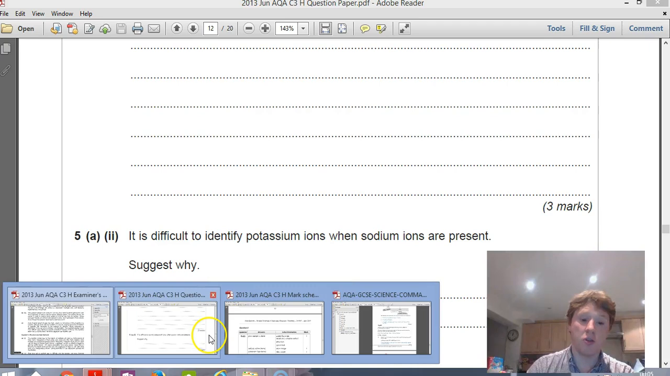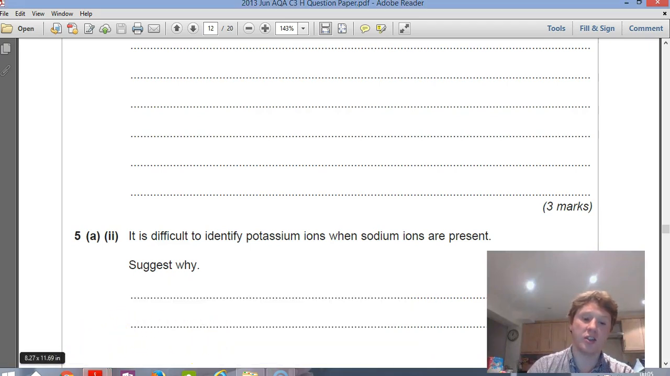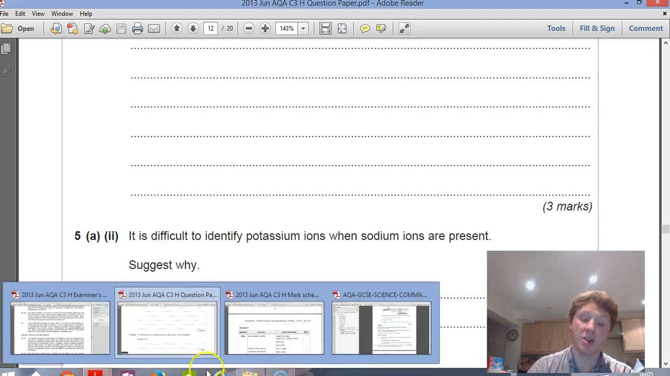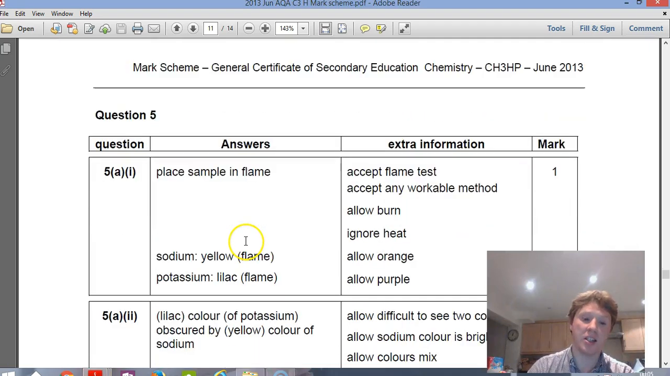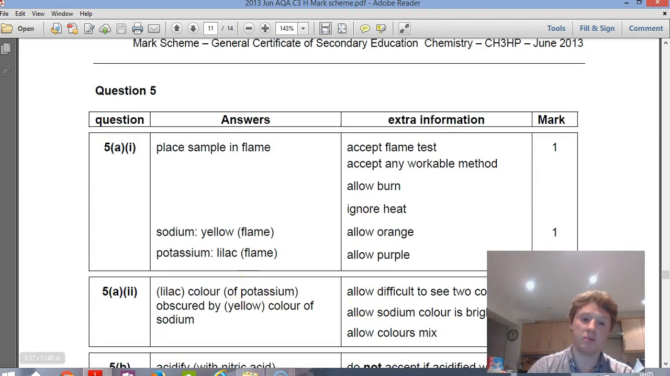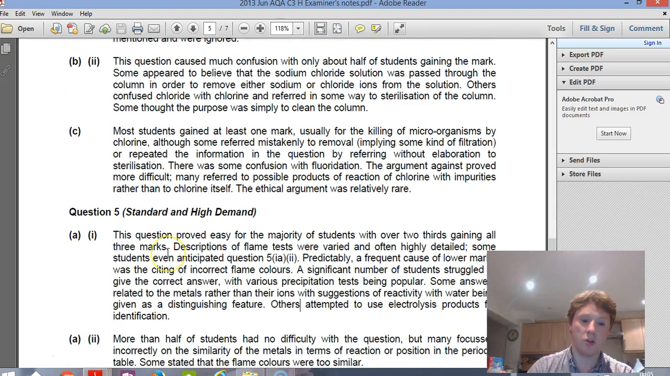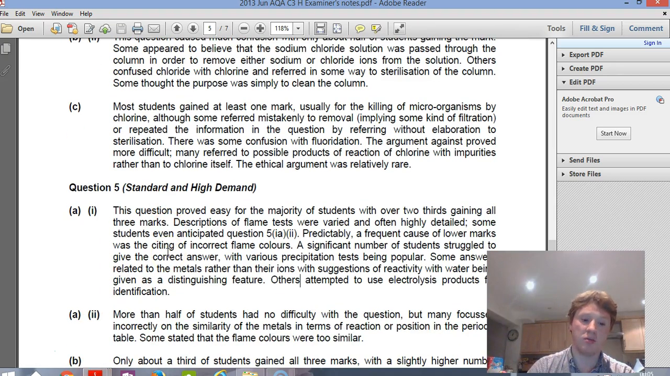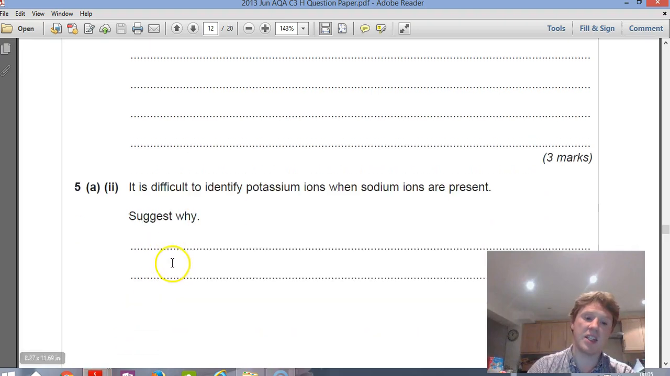Okay. So why is it difficult to test if potassium ions and sodium ions are present? Because the colours mix. Okay, the colours mix, the colour of potassium would be masked. More than half of students did not get this. Some people talk about position in the periodic table. It's not about reactivity here.